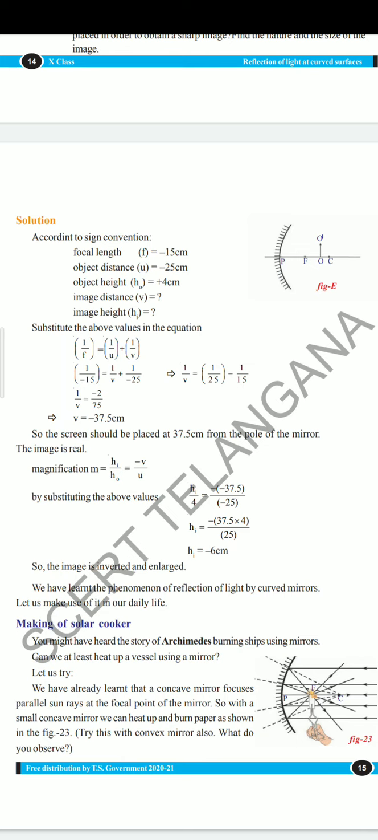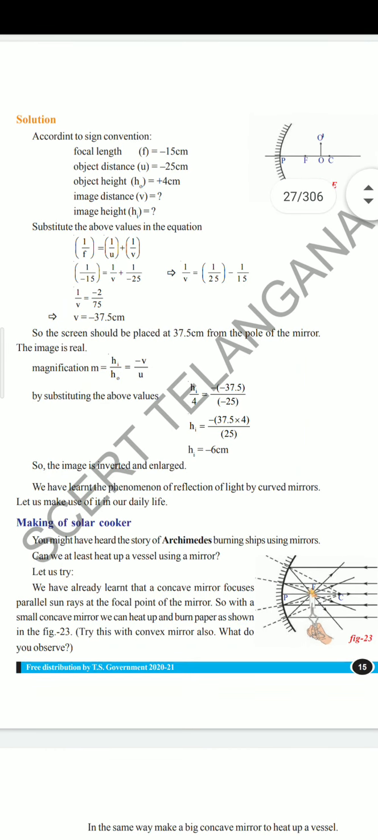The image is real. Magnification m is equal to hi by h naught equal to minus v by u. By substituting the above values, hi by 4 is equal to minus 37.5 divided by minus 25. hi is equal to minus 37.5 into 4 divided by 25. hi is equal to minus 6 centimeters. So the image is inverted and enlarged.